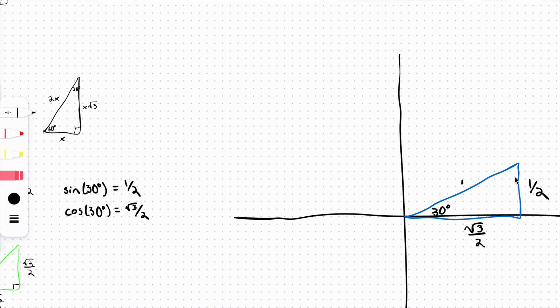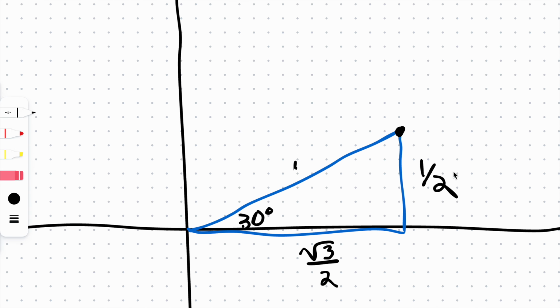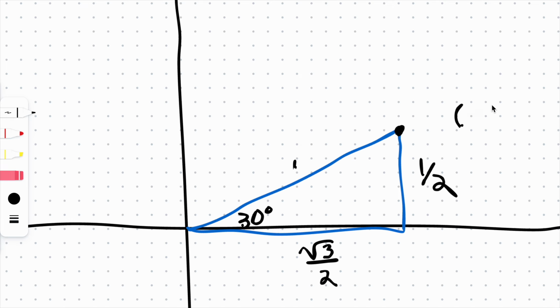In here, we have a point right here. This is our endpoint. We move root 3 over 2 in the x direction. Then we move up in the y direction. Okay? We move up 1/2. So we have this point here, this final point that we end at. If we put this as a coordinate point, sorry, I'm going to draw that a little bit bigger. It's going to be (root 3 over 2, 1/2). Okay, great.